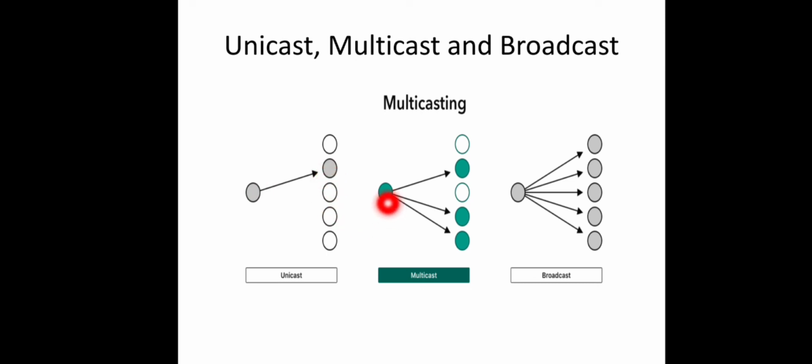And if a message is sent to multiple machines simultaneously, a subset of the entire machines in a network, and this message is sent simultaneously, that is called multicast. And if the message is sent to every machine in the network, that is called broadcast.